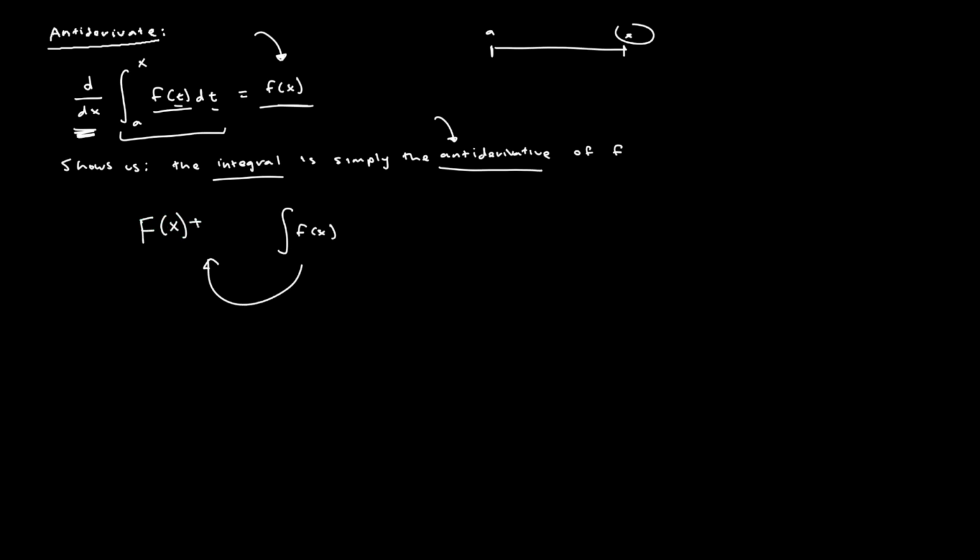And the reason why you have plus c over here is because what I claimed is taking the derivative gives me back f of x, right? And the derivative of a constant c is 0, right? So I can have any sort of constant over here. But the idea is if I take this derivative, I get back f of x, right? So if I apply d over dx, taking the derivative, I get back f of x.